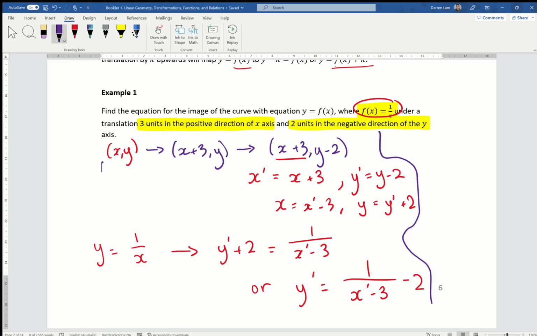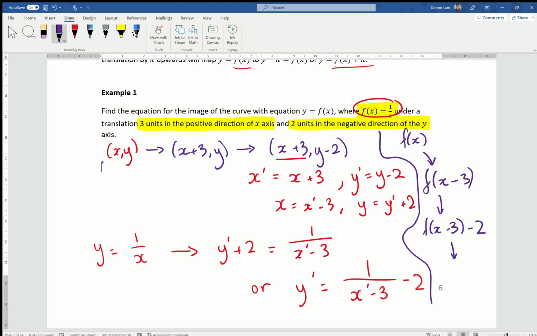Okay, so let's look at our process. We start with f of x. Now we know that if it's translated 3 units in the positive direction of the x-axis, is it going to be f of x plus 3 or minus 3? 3 units in the positive direction. Thank you very much. It's going to be minus, because remember, x-axis opposite. Of course, we're adding 2 units in the negative direction, so that becomes f of x minus 3, minus 2. Any qualms with that?